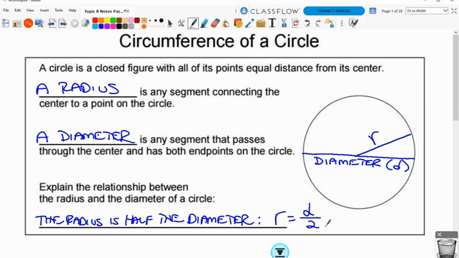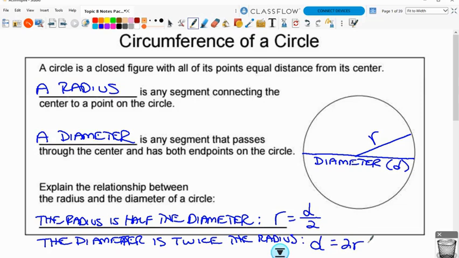Okay, vice versa, the diameter is twice the radius. Okay, the length of the diameter is 2 times the length of the radius. So D, the diameter, is equal to 2 times R. So these are two very important formulas to know that relate the radius and the diameter. Radius is diameter divided by 2, half the diameter. Diameter equals 2 times the radius.